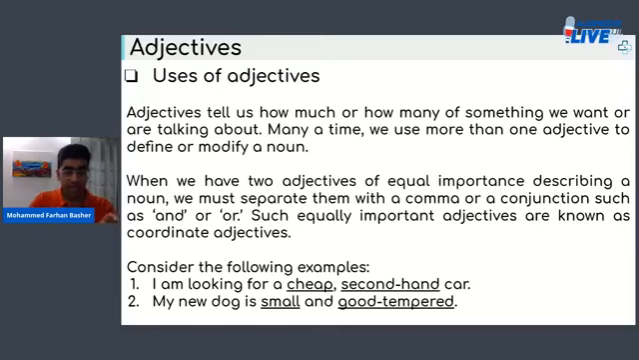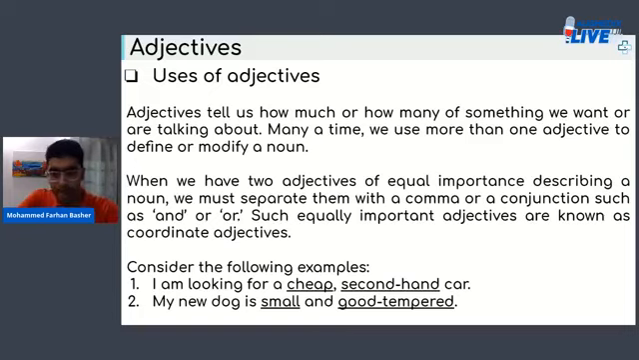My new dog is small and good-tempered, right? Or, in another way, you could say, this is a small and good-tempered dog. So you could say small and good-tempered because both these adjectives are equally important, defining the noun, the dog. However, you could also choose to not put the coordinating conjunction and just separate the two with a comma. So you could say, this is a small, comma, good-tempered dog. That would also work if you did so.